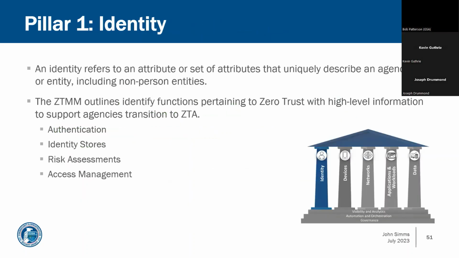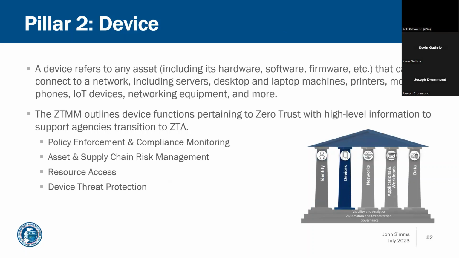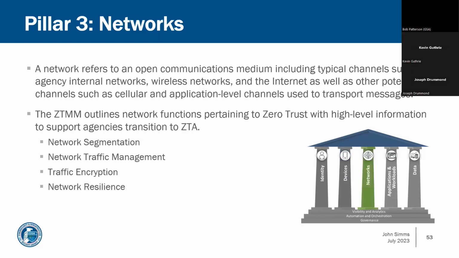And so some of the key updates, for the identity pillar, I'll go through these very quickly, is consolidation of identity stores, access management and provisioning for onboarding and offboarding, key areas of zero trust and identity. Next slide, please. For the device, just looking at adding additional content for supply chain risk management, device threat protection, endpoint detection and response, as well as policy enforcement and compliance monitoring. Next slide, please. And for the networks, we added additional information on microsegmentation, traffic encryption, as well as network resilience as key features of the version 2 in the network pillar. Next slide, please.